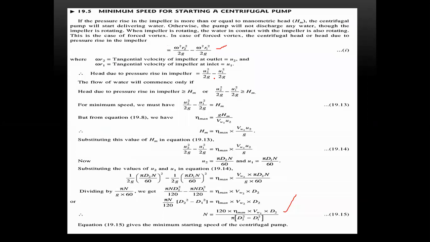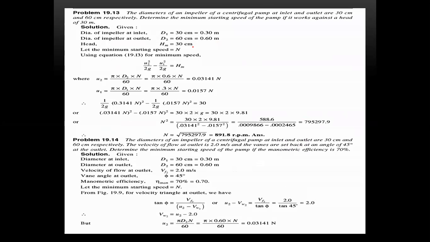For this derivation, we'll see one problem here. The diameters of the impeller of a centrifugal pump at the inlet and outlet are 30 centimeters and 60 centimeters. Determine the minimum starting speed of the pump if it works against the head of 30 meters. So what's the given data? Earlier also I said that.